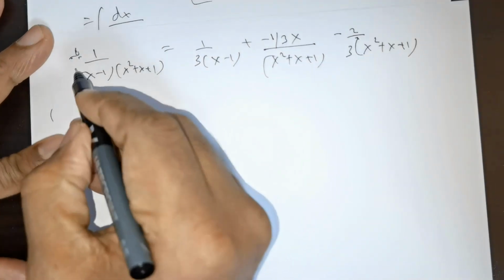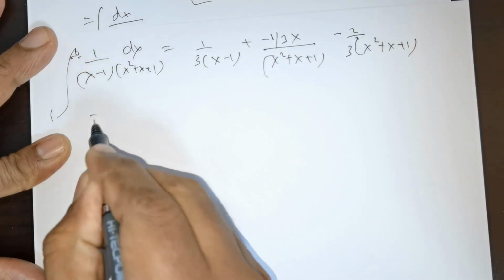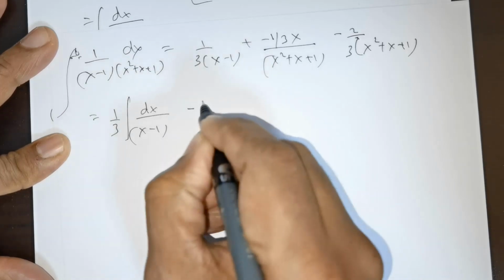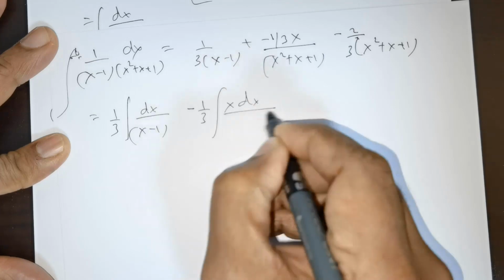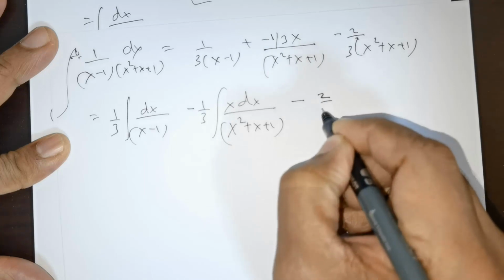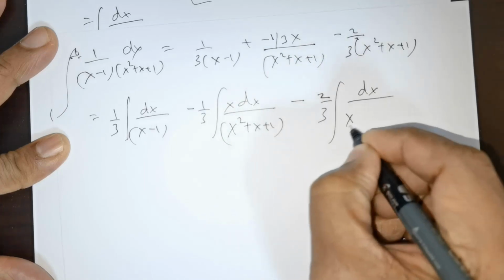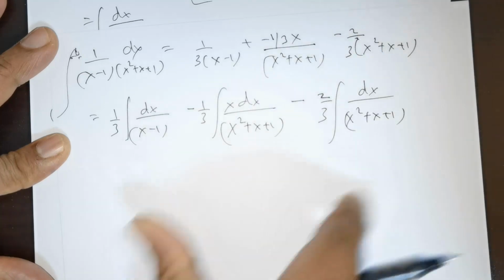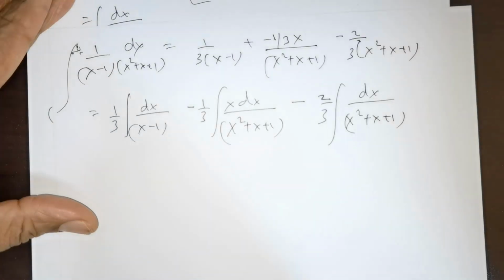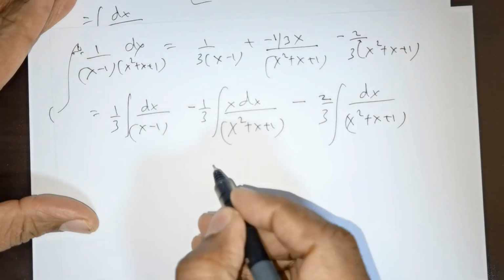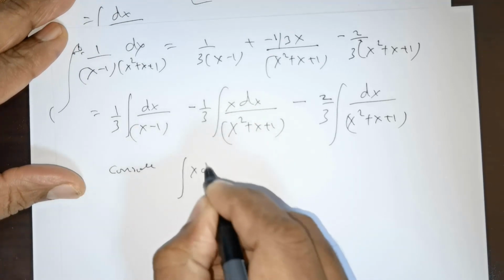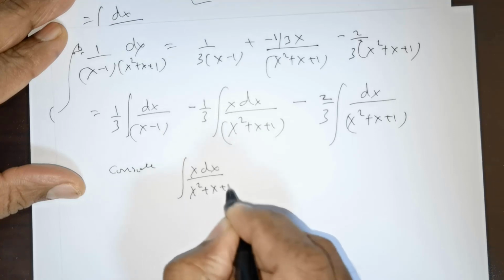Okay, so we need to integrate this quantity. So the integral of this is going to be equal to the integral of 1 over 3 dx over x minus 1, minus 1 over 3 times x dx over x squared plus 1, and then minus 2 over 3 integral dx over x squared plus 1. So this is what we have got, and we can integrate this. Now these two can easily be integrated, but for this let me just consider the integral x dx divided by x squared plus 1.